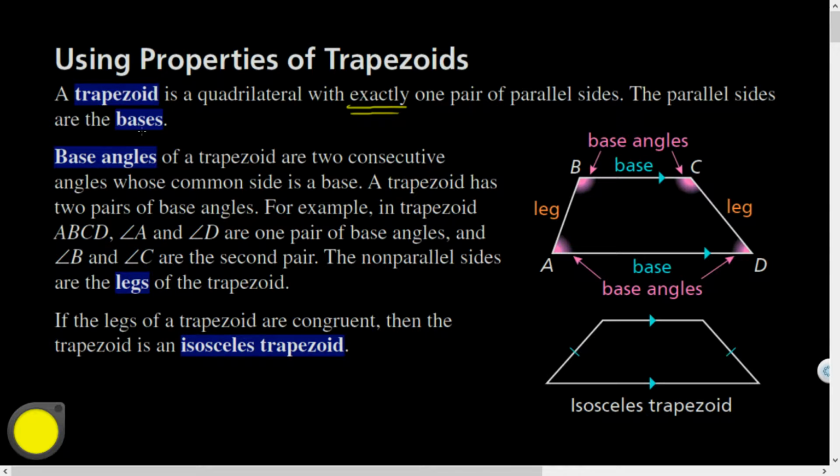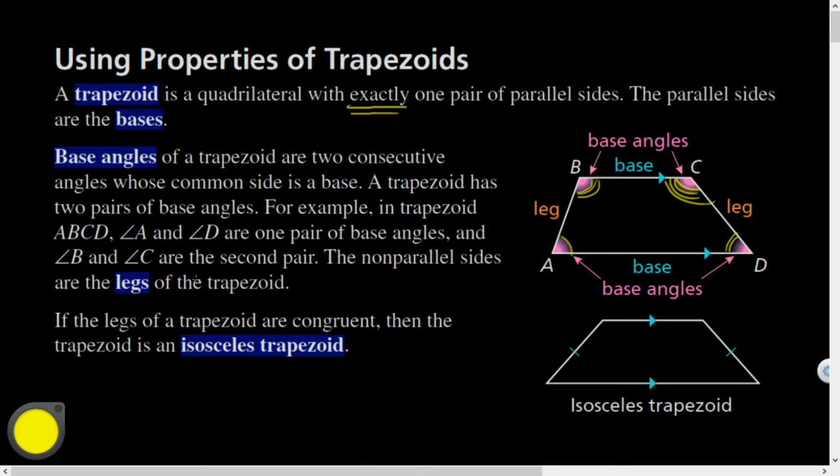The parallel sides are called the bases. It says the base angles of a trapezoid are two consecutive angles whose common side is a base. So these two are base angles over here, and these two are base angles over here, not necessarily congruent to one another. For example, in trapezoid ABCD, A and D are one pair of base angles, and B and C are another pair. So A and B are consecutive to one another, but they are not sharing a base side.